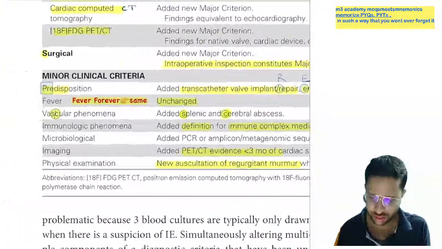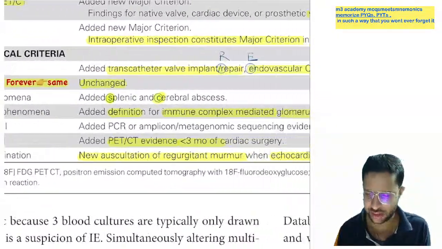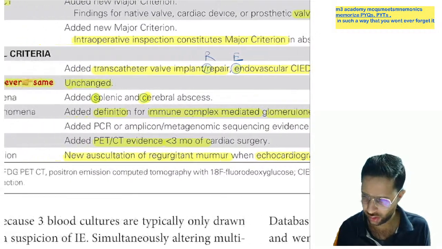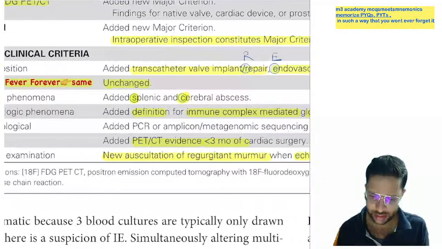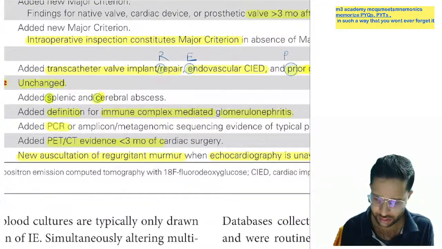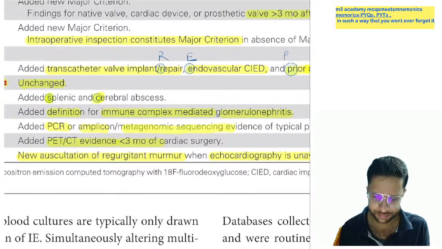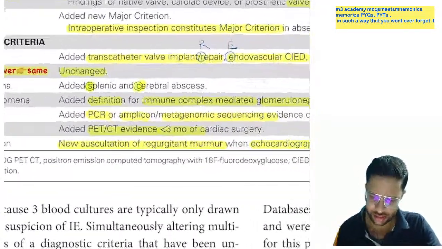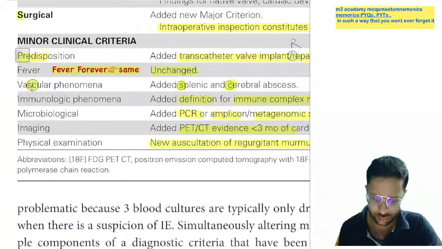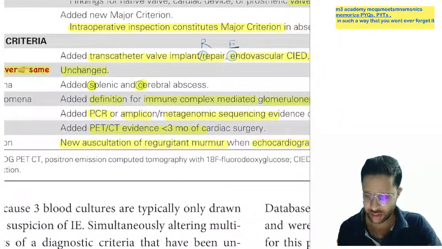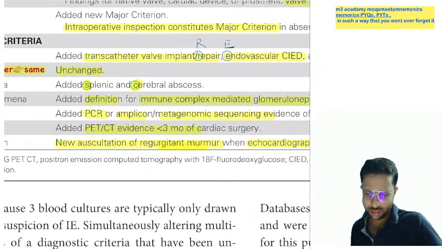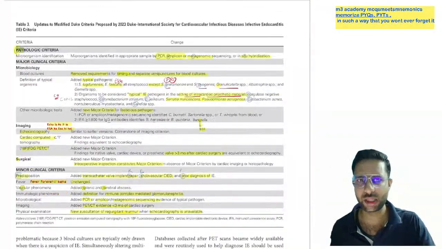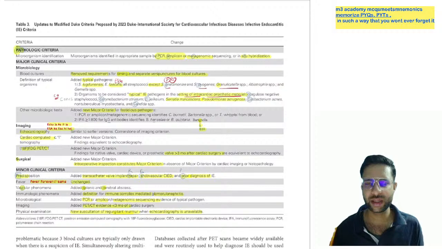Now immunological phenomena added immune complex mediated glomerulonephritis. Microbiological criteria added the PCR we already discussed, amplicon and metagenomic sequencing. Imaging includes PET CT evidence less than 3 months after cardiac surgery, and physical examination includes new auscultation of a regurgitation murmur when echocardiography is not available. We will share these slides on our Telegram group so you can easily revise. This is the recent update in 2023.